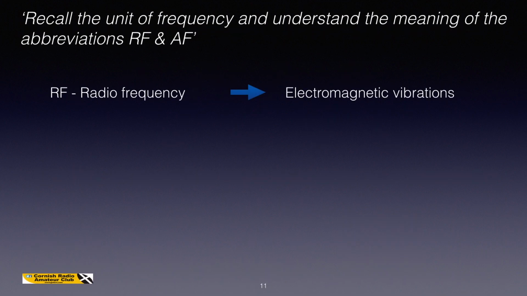So another item that we need to do, we need to recall the unit of frequency and understand the meaning of the abbreviations RF and AF. So RF being radio frequency and AF being audio frequency. We've learnt the range of frequencies for audio frequencies, 100 Hz to 15 kilohertz, and we've learnt the range that we normally send to air, only 300 Hz to 3000 Hz, or 300 Hz to 3 kilohertz. And we do that for practical reasons to limit the bandwidth of the signal that we send. That's so we don't occupy too much RF spectrum unnecessarily.